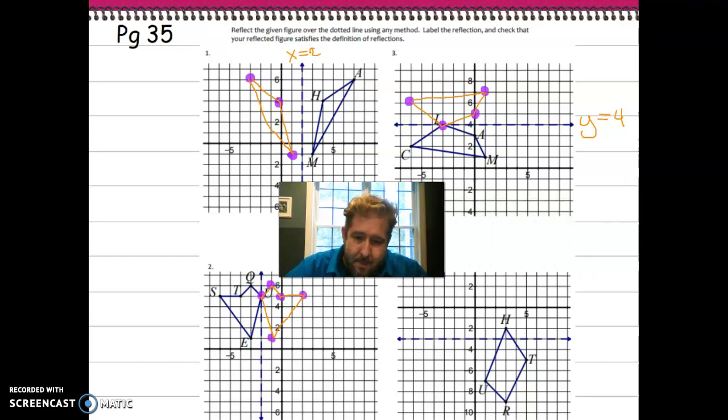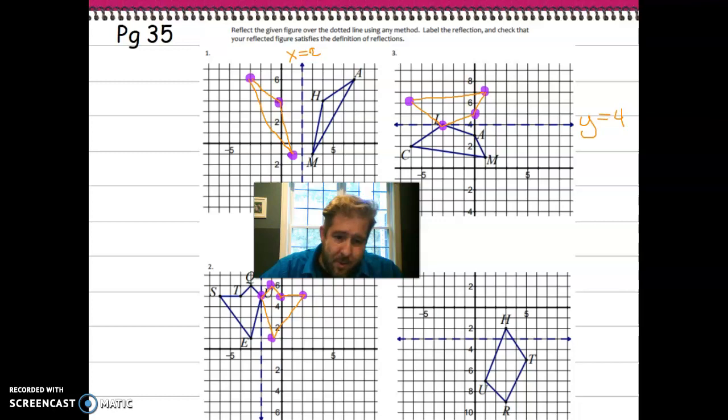Okay, now what happened here on number 4? The only thing that's different here is that 3 of the points are below the line. So when you reflect them, they'll end up above the line. 1, 2, 3, 4, 5, 6, 1, 2, 3, 4, 5, 6. So points U, R, and T, 1, 2, 3, 4, 1, 2, 3, 4, end up above the line of symmetry. Whereas H was above the line of symmetry, so it will now reflect to the other side.